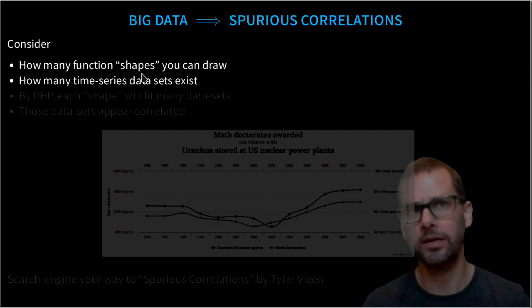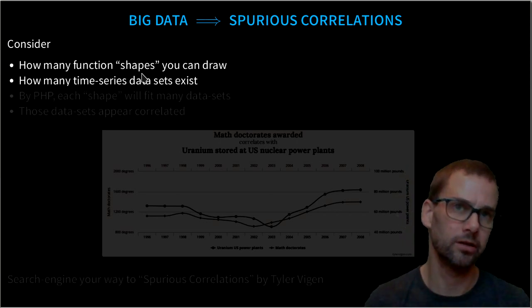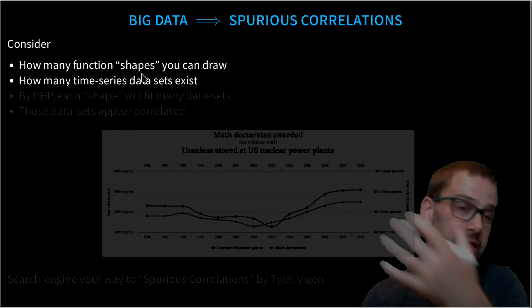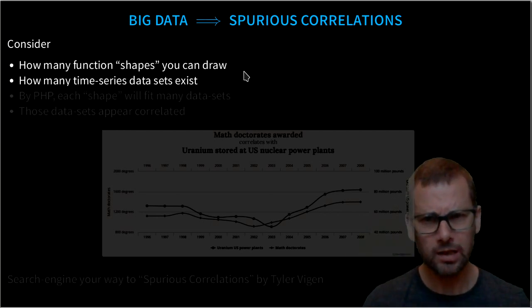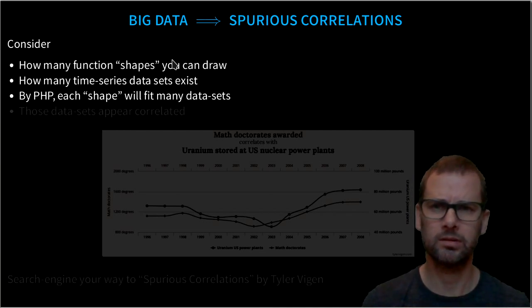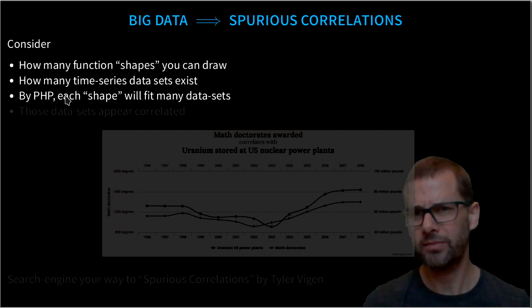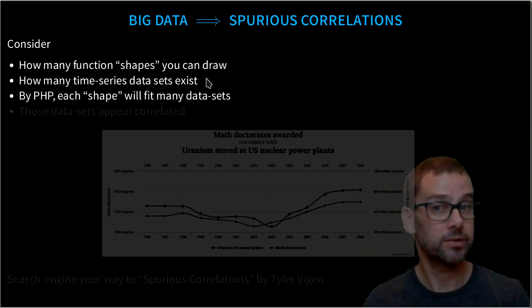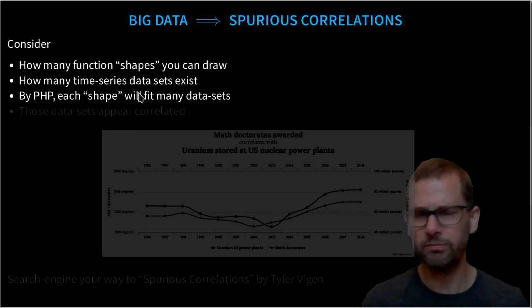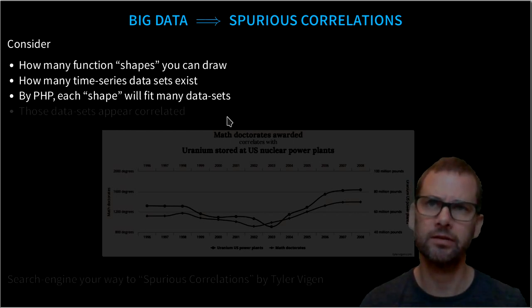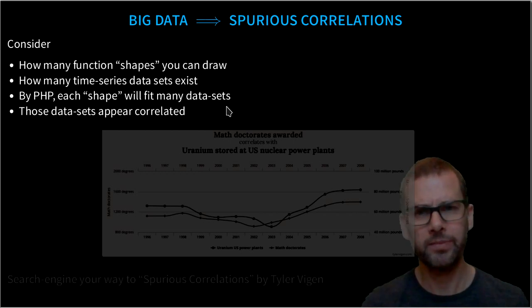So things like dairy production in Quebec over the last century, or iron ore mined in Alberta, for example. Things like that. Just how much of something exists over a given period of time. Well, by the pigeonhole principle, because there really aren't that many shapes you can draw, but there's a huge number of data sets, each shape that you can draw will be fitted by many, many different data sets, because there's way more data sets than shapes. And so a given shape will have lots of different data sets that fit it. And these data sets, because of that, appear really correlated.